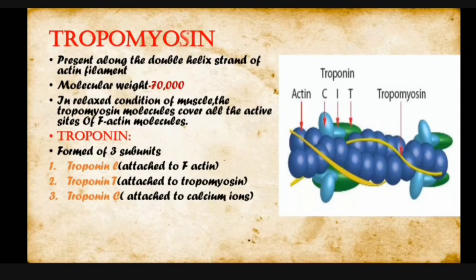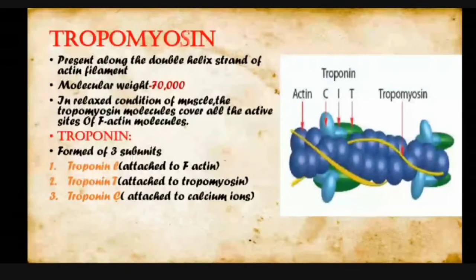Troponin is formed of three subunits: troponin I, troponin T, troponin C. Troponin I is attached to F-actin, troponin T is attached to tropomyosin, and troponin C is attached to calcium ions.